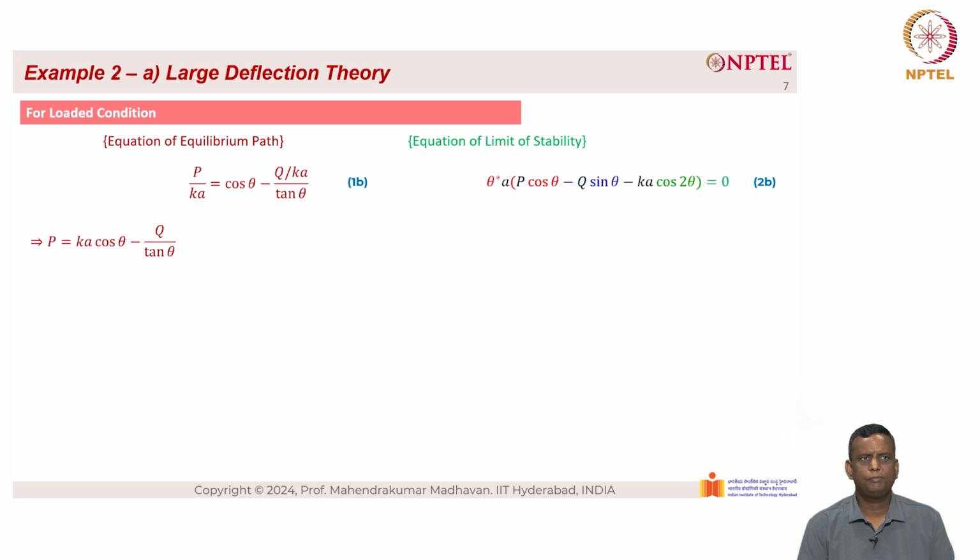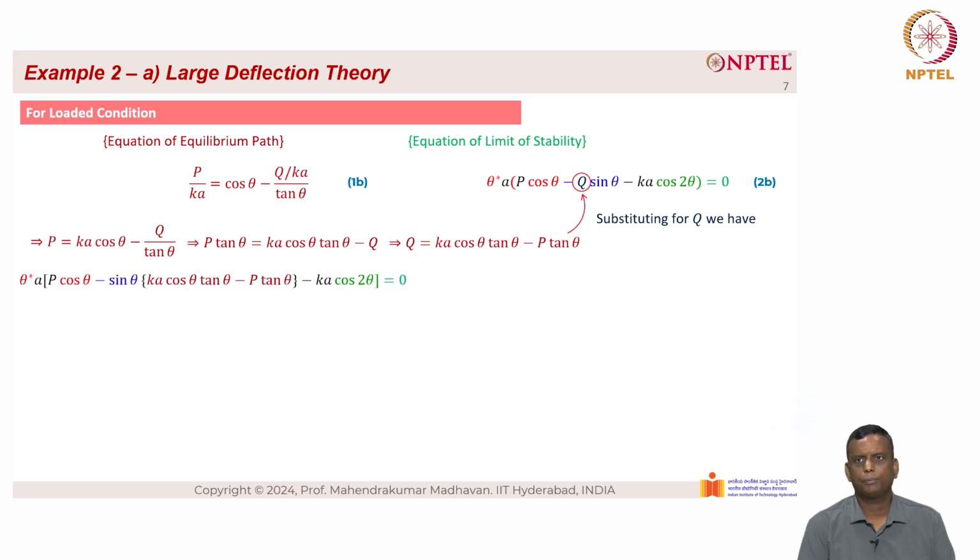So we can further simplify 1b by multiplying the entire term with K_A: P = K_A cos θ − Q/tan θ, which gives P tan θ = K_A cos θ tan θ − Q, which again gives Q = K_A cos θ tan θ − P tan θ. This value can be substituted in equation 2b, which contains the term Q. So substituting this for Q, we further simplify that θ* A (P cos θ − sin θ (K_A cos θ tan θ − P tan θ) − K_A cos 2θ).